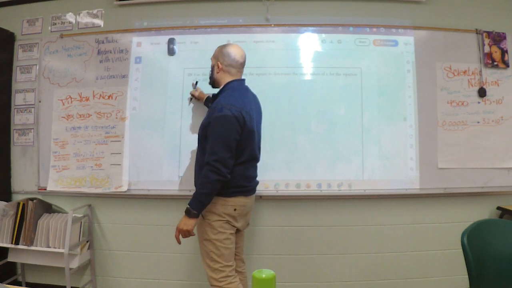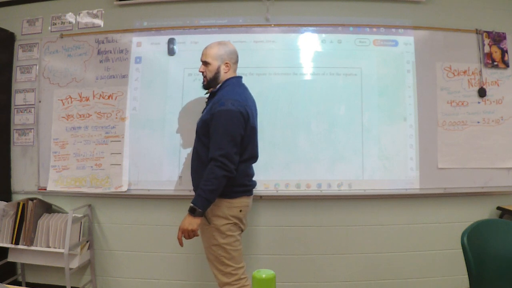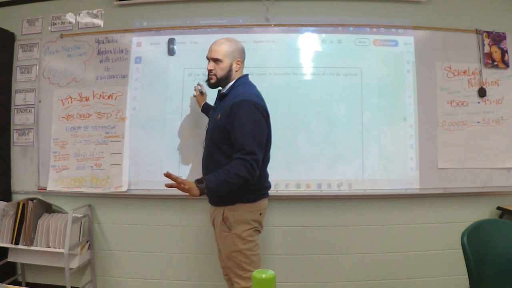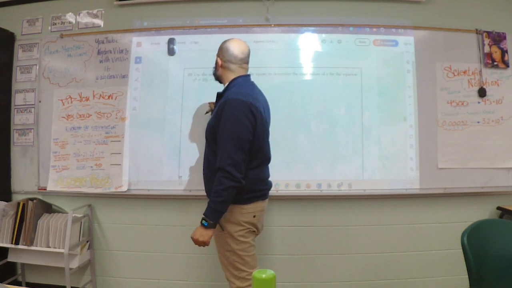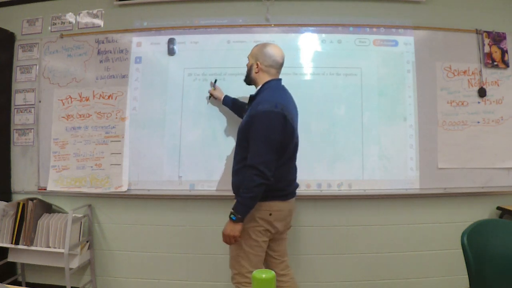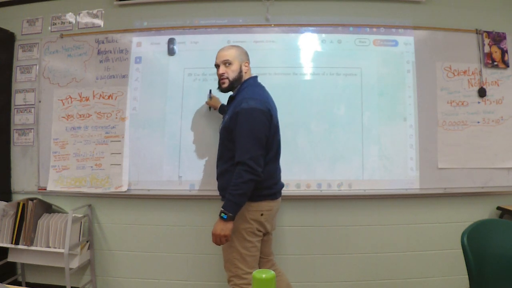Standard quadratic form: ax squared plus bx plus c. Even though it's negative, it doesn't matter. It's still in that format. What we need to do is complete the square. When we complete the square, we have to move our last term and move it to the other side.